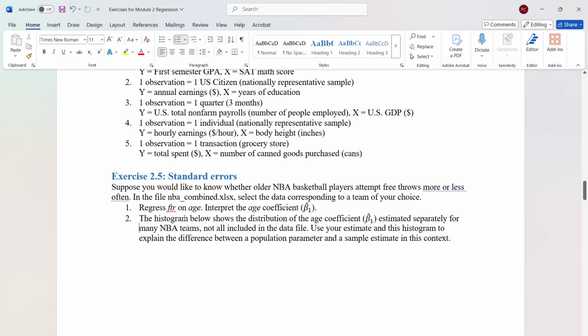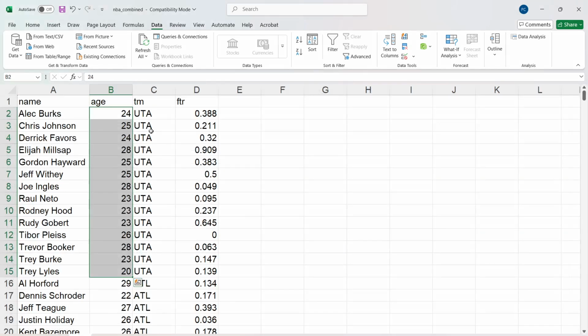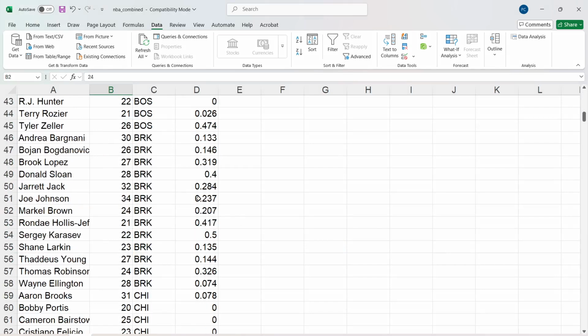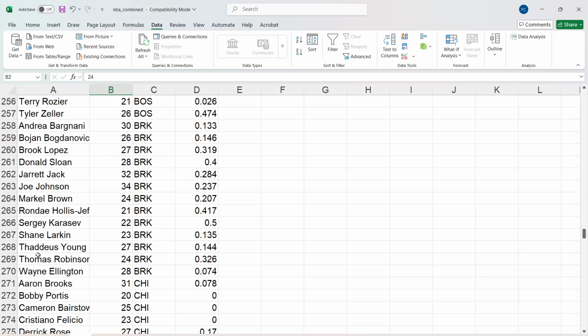The histogram below shows the distribution of the age coefficient estimated separately for many NBA teams, not all included in the data file. Well, if you're still hesitating in interpreting what the t statistic and the p-value are telling you, this is it. The idea is basically you could collect a sample many, many times. And in this case, I do in fact have many separate samples of separate NBA teams. So here's the Jazz, and then more and more, quite a few teams in here. Each of these teams is going to give me a separate regression with a separate coefficient on age.